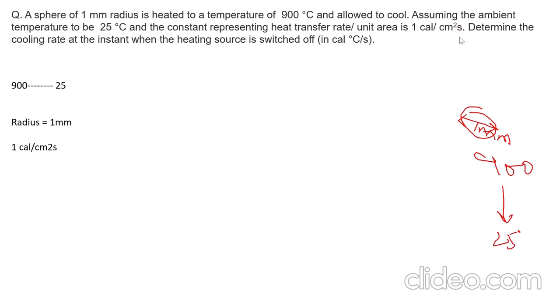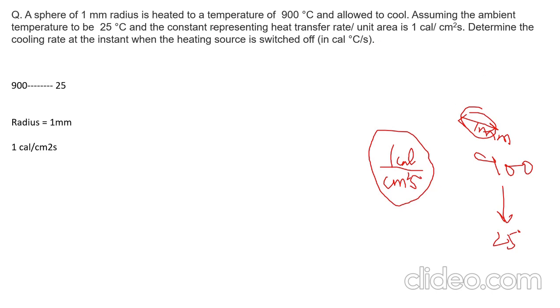So what do we mean by heat transfer rate per unit area? That means 1 calorie of heat is being taken out from this sphere per unit of area, which is centimeter square. From 1 centimeter square area, 1 calorie of heat is being extracted in 1 second, because it is per second. So this is a heat transfer rate. That means 1 calorie is being extracted per centimeter square of area in 1 second.